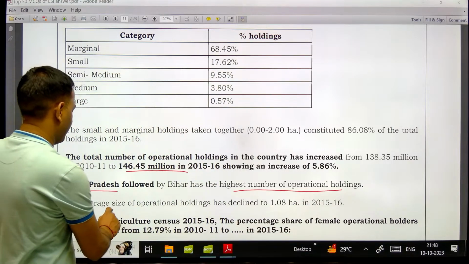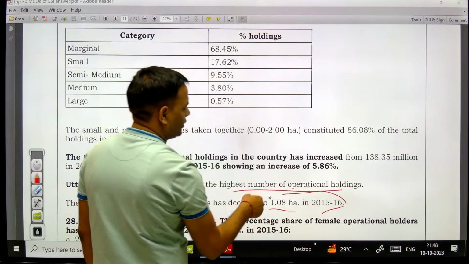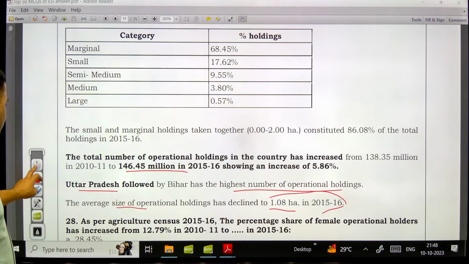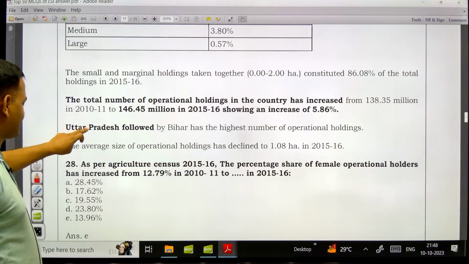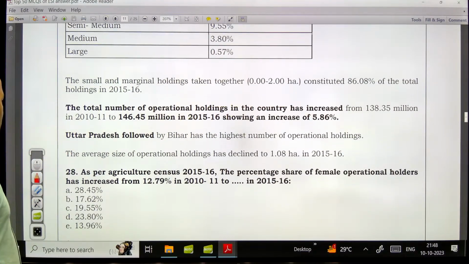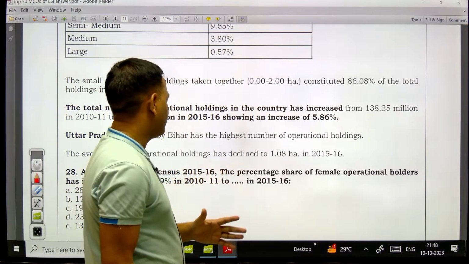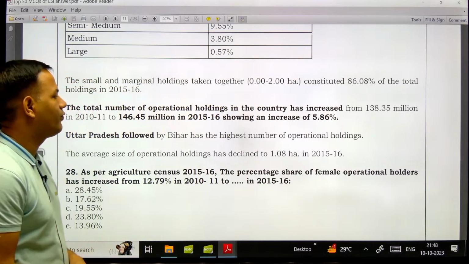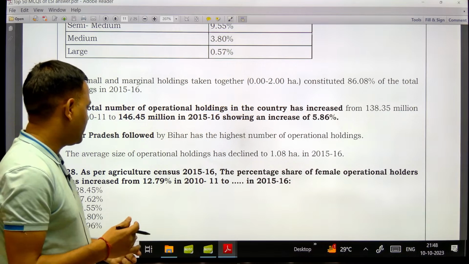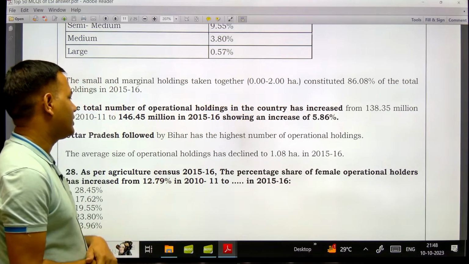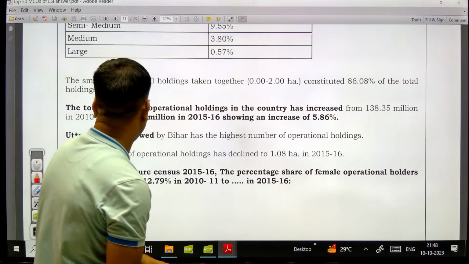Average size of operational holding declined to 1.08 hectare. So these are the important facts. Next question, a very important question, likely to be asked. As per Agriculture Census 2015-16, the percentage share of female operational holders has increased from 12.79% in 2010-11 to what percent?